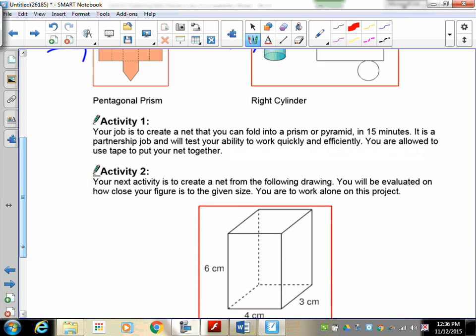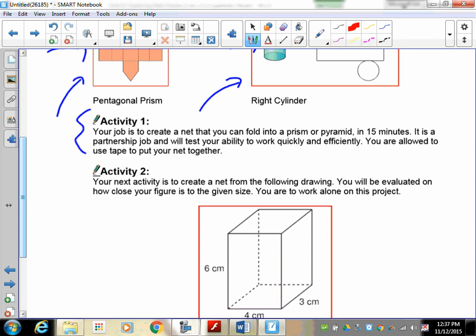Your job is to create a net that you can fold into a prism or a pyramid. I'm going to try to give you a 15-minute time limit, but in the past, it's never worked out that way. It's a partnership job, so you will test your ability to work efficiently and work in groups. You're allowed to use tape to put your net together, but it must be one full polyhedron when you're done. So your job is to, here, activity one, make me a polyhedron of any shape size that you wish. My advice is to stick with one of the simple ones if you can. However, you can do whichever one you wish.